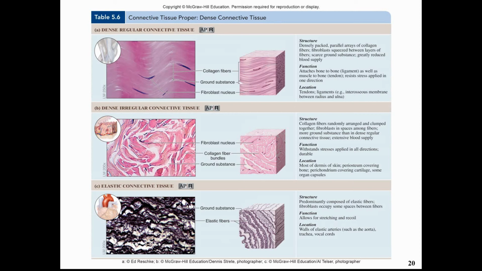Dense irregular connective tissue also has lots and lots of collagen fibers, but they are more irregularly distributed throughout the tissue. And so we don't get quite the insane amounts of strength in one direction, but we do get very good amounts of strength in any direction.